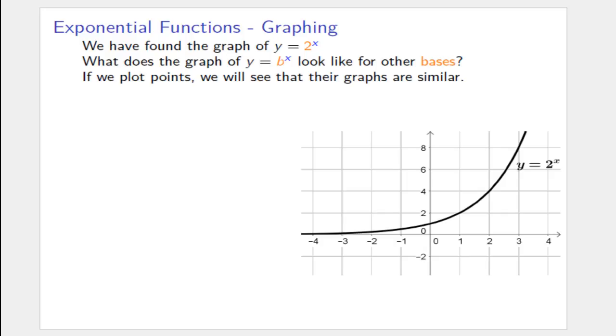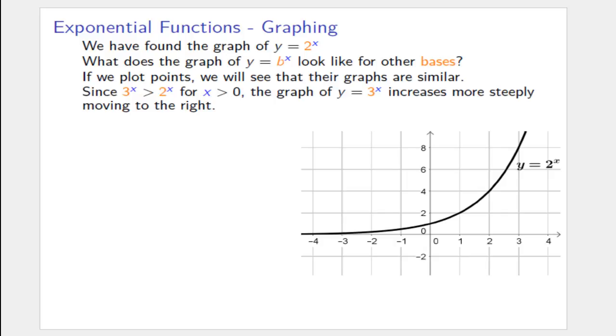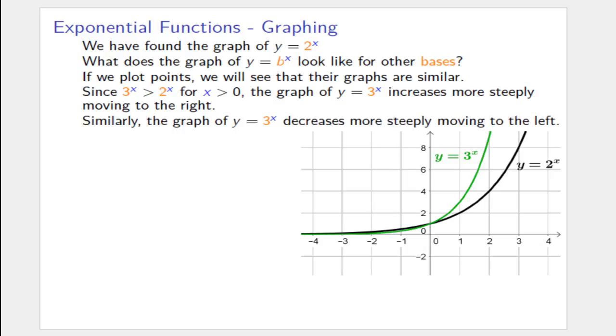One difference we can see is that since 3 to the x is going to be bigger than 2 to the x, for values of x bigger than 0, the graph of y equals 3 to the x increases more steeply when we move to the right. Similarly, the graph of y equals 3 to the x decreases more steeply moving to the left. Doing this for other bases, we again get similar graphs. The graph of y equals 5 to the x is just going to be even steeper than y equals 3 to the x.